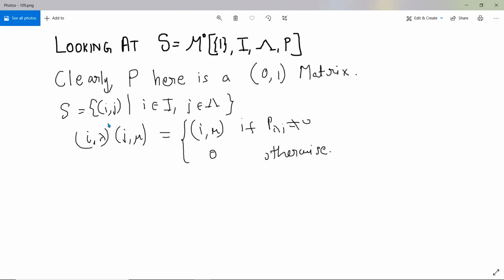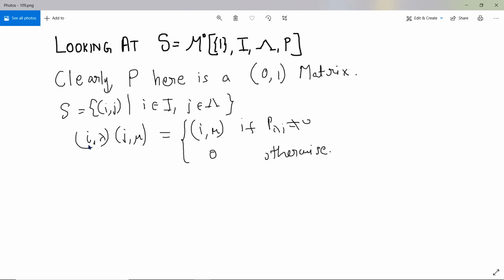So the point is in the end that you can look at the semigroup. You can look at every H class as just one element. You can just call it i, j. And then we can see what the multiplication simplifies to.